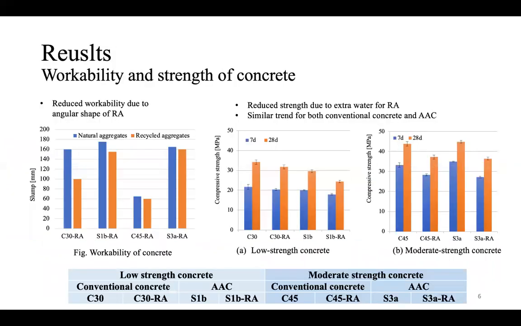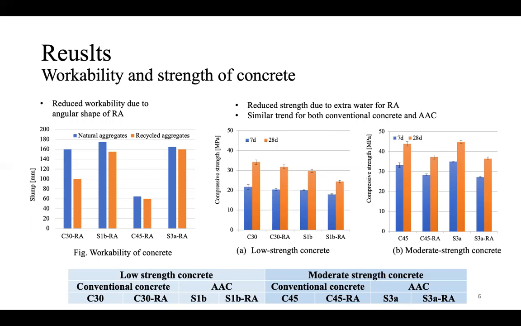Here we have the results. In general, concrete mixtures with recycled aggregates had lower slump values than that with natural aggregates. This can be explained by the angular shape of recycled aggregates in comparison with the round shape of natural aggregates used in this study. We can see that the incorporation of recycled aggregates reduced compressive strength of both conventional and alkali-activated concrete. The reason can be the porous structure of recycled aggregates.